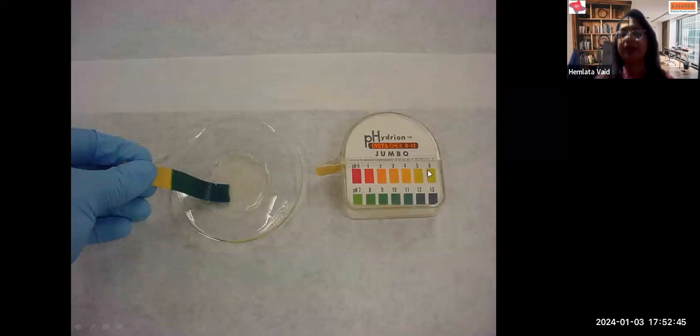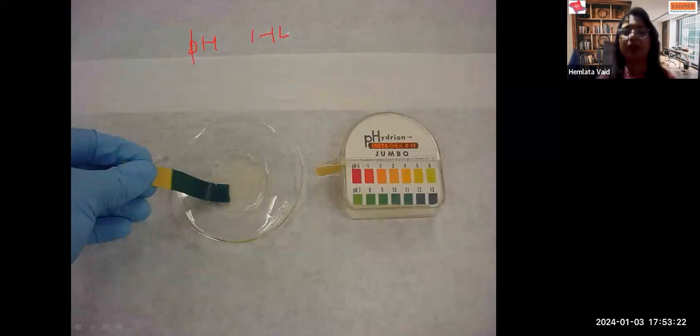This is the standard pH chart. You can see it shows red, light red, then pink kind of, then orange, then green, and then the shades of blue. So it starts with acidic substances, then the neutral substances having pH 6 and 7, and then we have 10, 11, 12, 13. So basically, pH value is from 1 to 14.